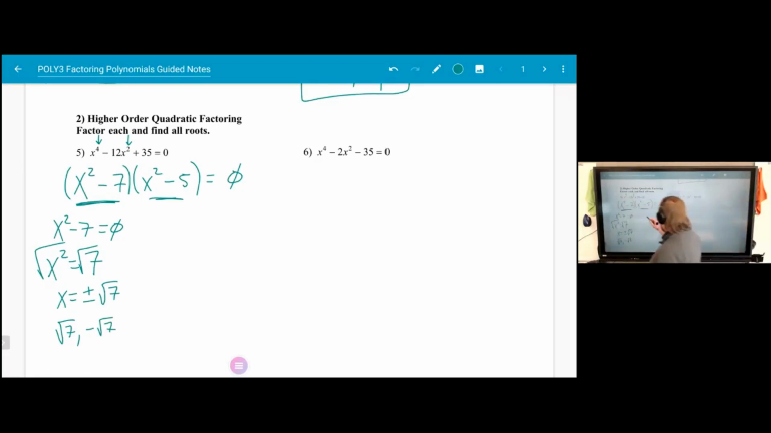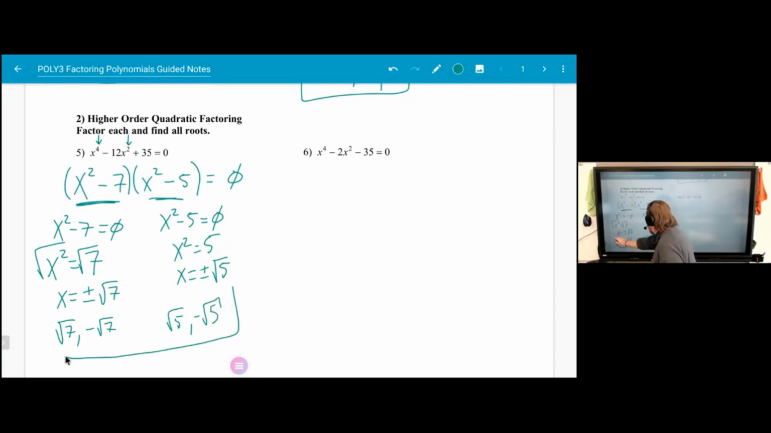Oh, here we go. X squared minus 5, set that equal to 0. Remember, we're using that zero product property because if you multiply things together and you get 0, one of those things has got to be 0. We're just not sure which one, so we're going to figure all of them out. If I solve for x squared equals 5, square root both sides, x equals plus or minus, don't forget that, the square root of 5. So that's my third and fourth solution. I've got square root of 5 positive and negative square root of 5. That gave me 4 solutions.